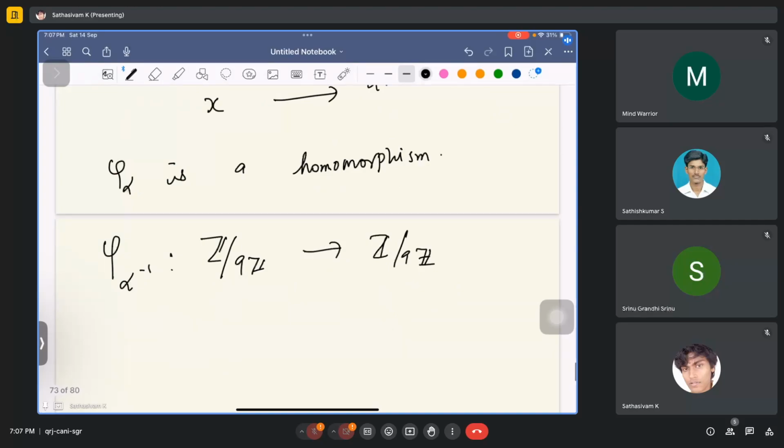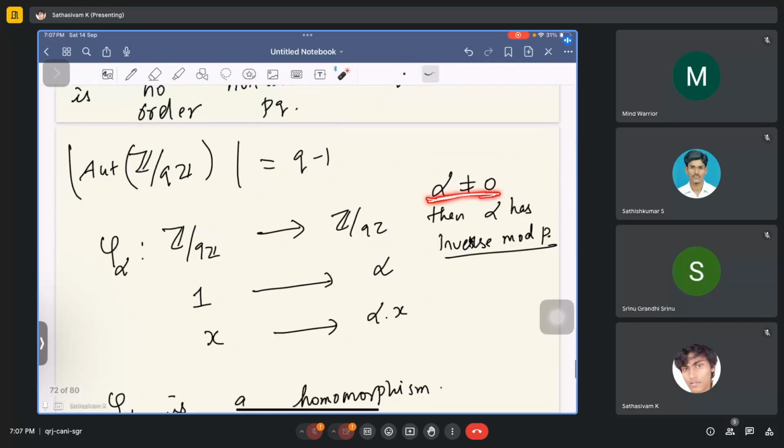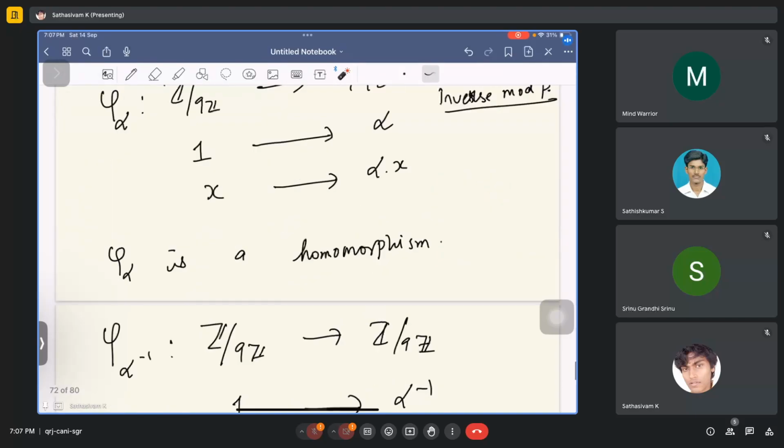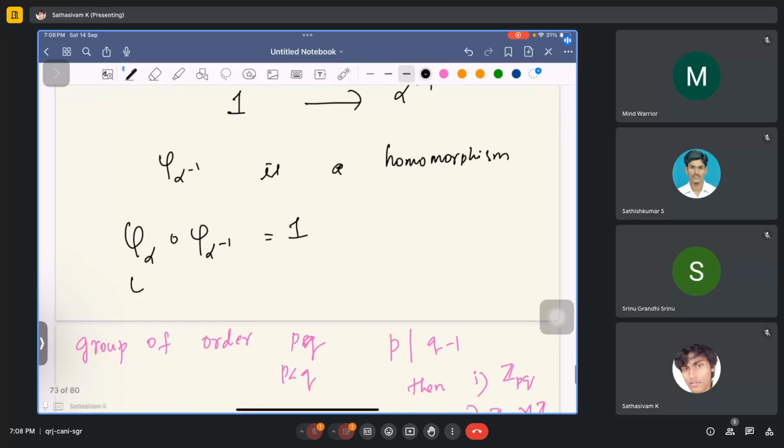So what you do is you again do the same thing, take 1 to alpha inverse. Since alpha is not equal to 0, you can have an inverse for this alpha. And again this is a homomorphism. Just to prove that these are inverses of each other, compose it and see that this is identity, and do the other composition also. This is easy to compute.